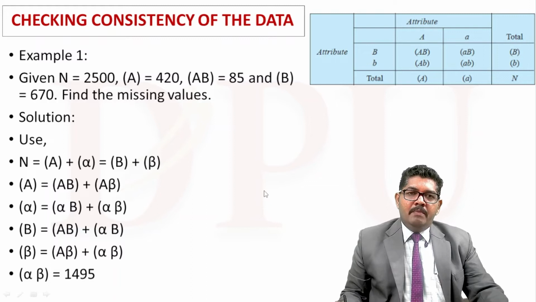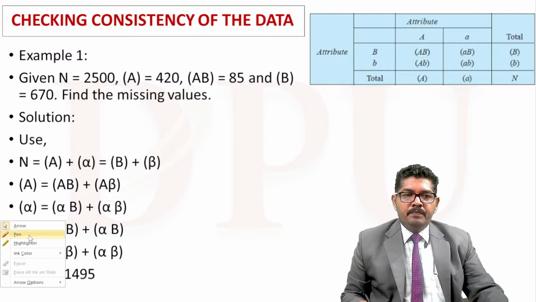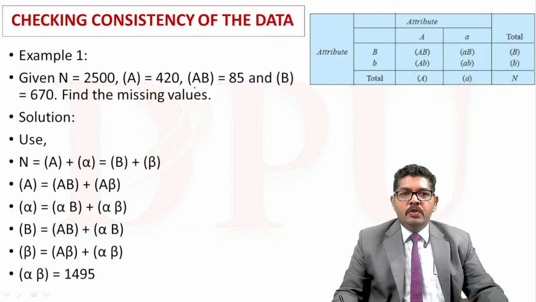So we have an example to check the consistency. Example 1: given N is equal to 2500, A is equal to 420, AB is equal to 85, B is equal to 670. We'll complete this particular table. Let me take the pointer option and put these values in the table. This N is equal to 2500.